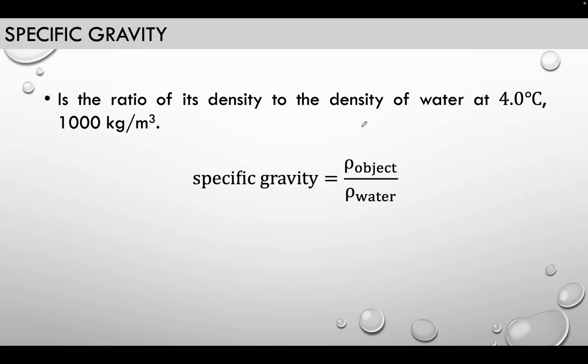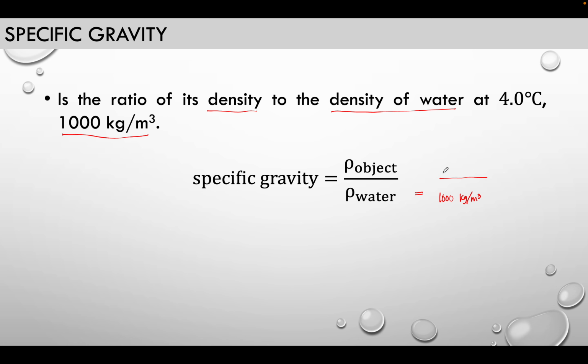Okay. So how about the specific gravity? What is specific gravity? Specific gravity is the ratio of the density of any object or any material to the density of water at 4 degrees Celsius, which is 1,000 kilogram per cubic meter. So again, the density of water is equal to 1,000 kilogram per cubic meter.